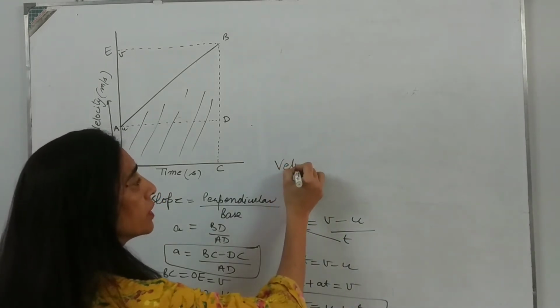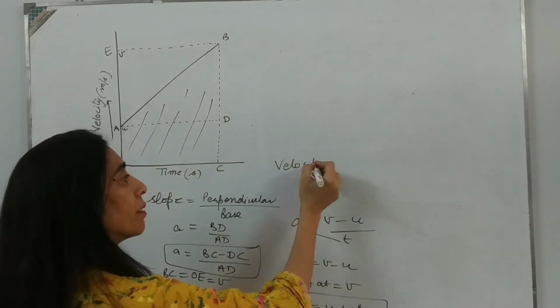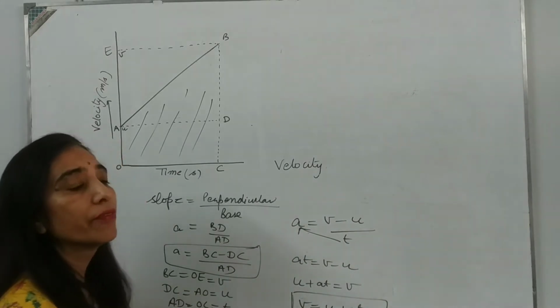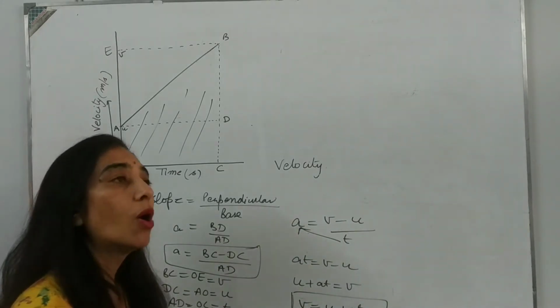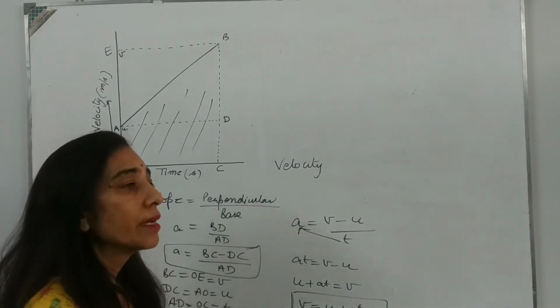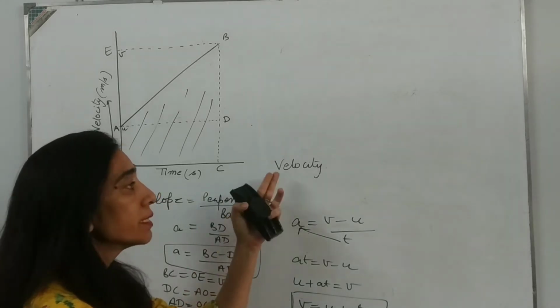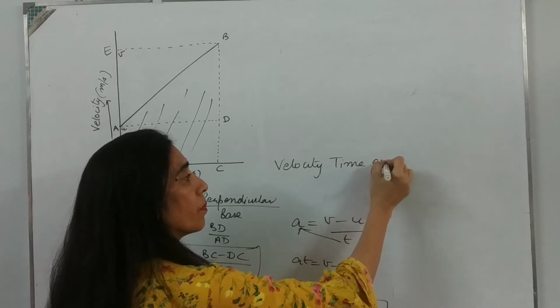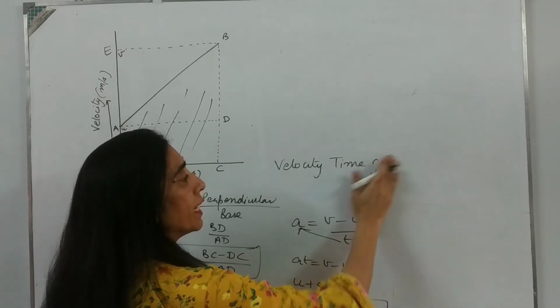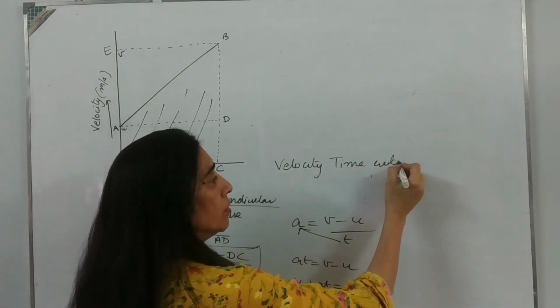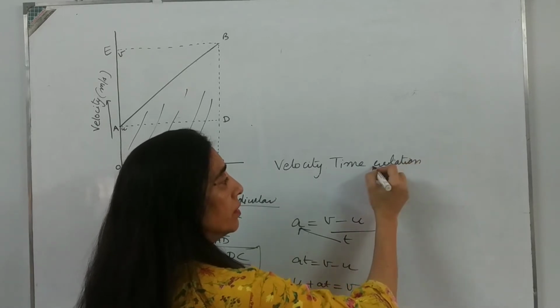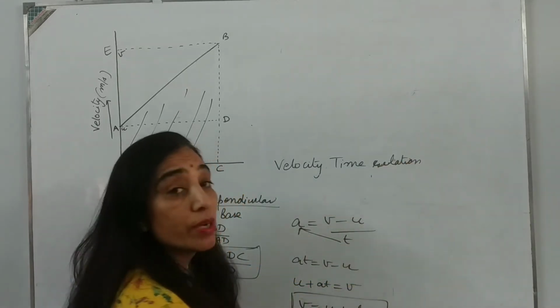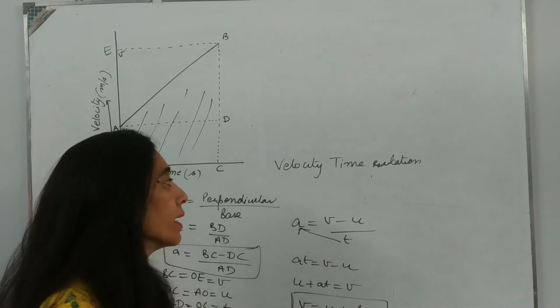The velocity-time relationship. Sometimes in your exam they say, derive graphically the first equation of motion, or give a derivation using the velocity-time graph. So you should know the name of the equation also. So the first equation is the velocity-time equation.